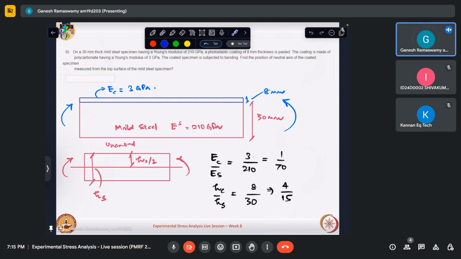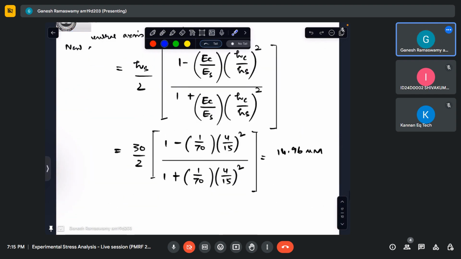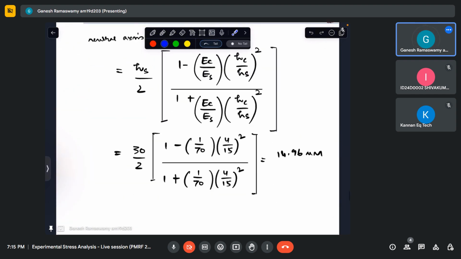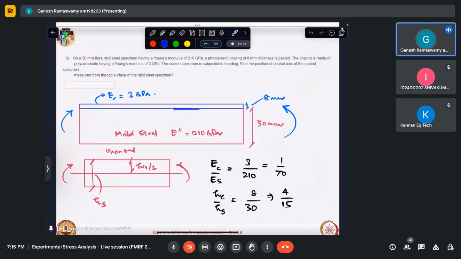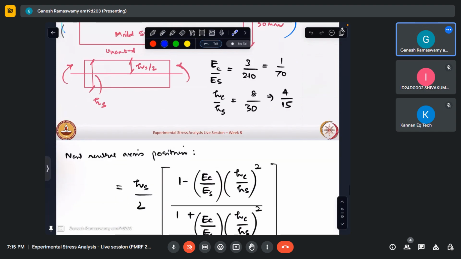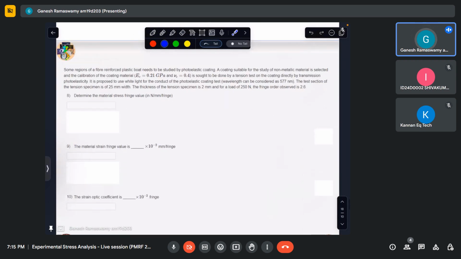So let us take a look at this question. For some regions of a fiber reinforced plastic, a coat needs to be studied by photoelastic coating. A coating suitable for the study of non-metallic material is selected, and the calibration of the coating material, E for coating is 0.21 GPa and mu C is 0.4, is sought to be done by a tension test. So here we are doing the calibration by a tension test.